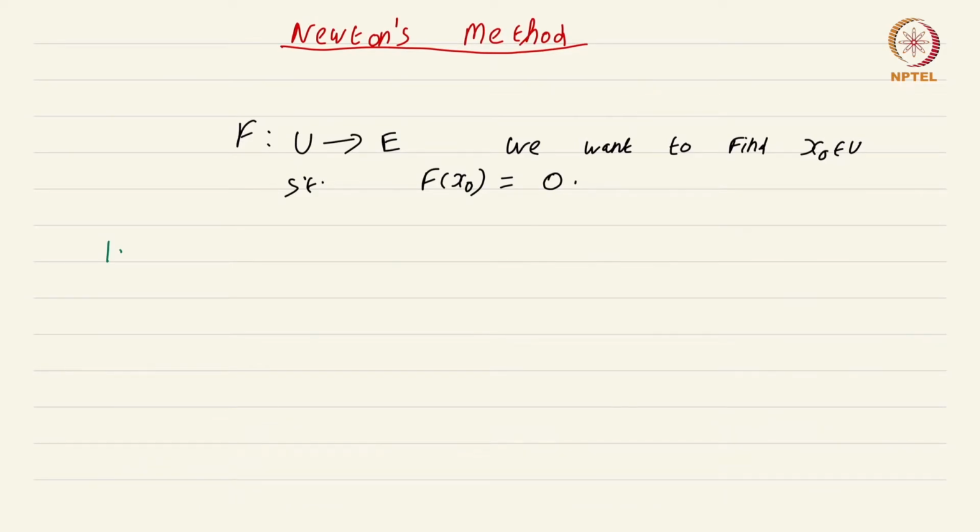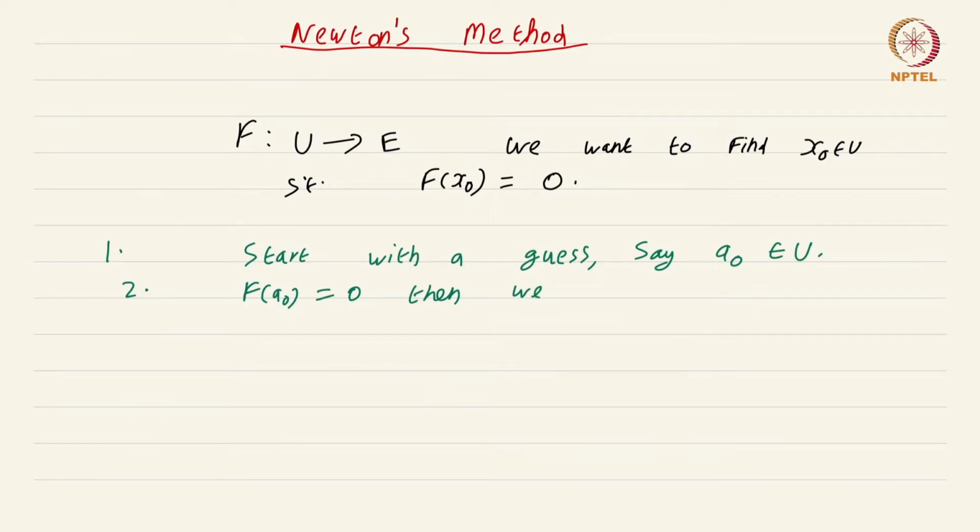So here is the abstract Newton's method for solving this problem of finding a point x naught such that f of x naught is 0. Start with a guess, say a naught. Okay. So step 2 is if f of a naught is equal to 0, then we are done. Okay, but this is not going to happen in the real world. No one is that lucky.